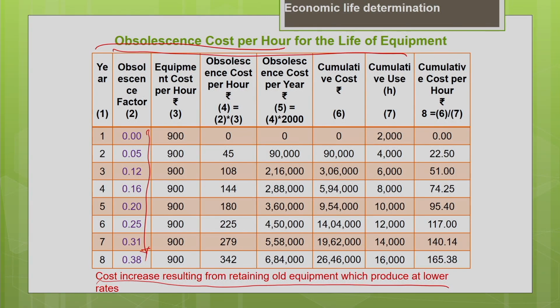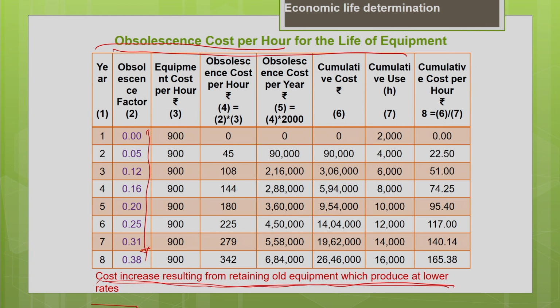Okay, but there may be many competitive models in the market available with better productivity at a lower cost. Okay, and even with better advanced technological features. So instead of switching over to the new machine, as we are just clinging on to the old machine, what is the increase in cost we are facing? That is what the obsolescence cost is. That is what we are calculating now. Okay, cost increase resulting from retaining the old equipment which produces at a lower rate. So that's what we are going to calculate here.